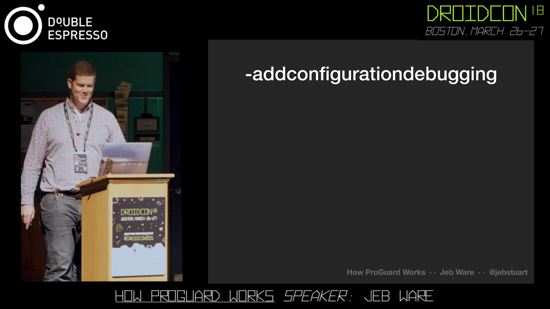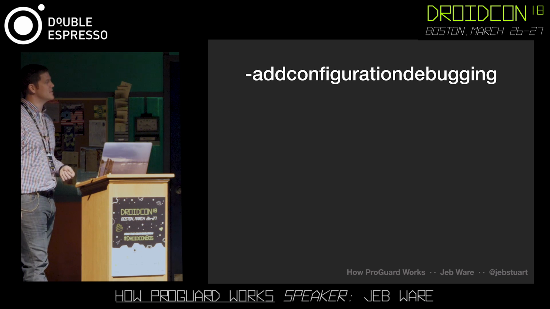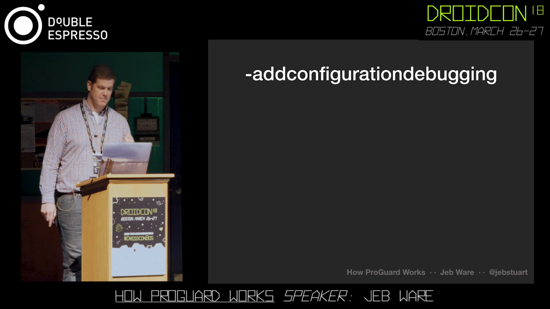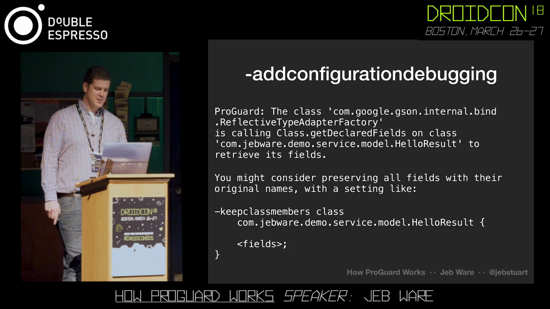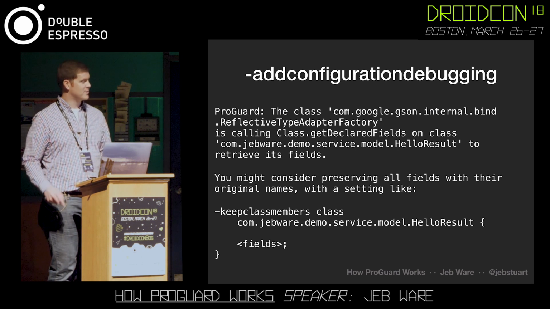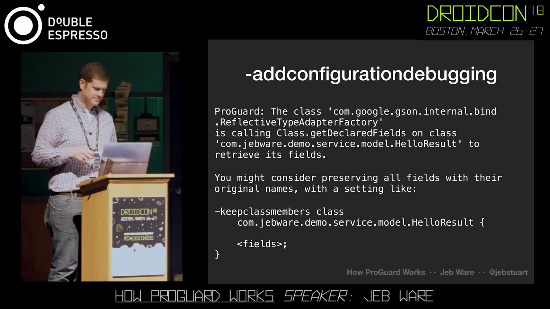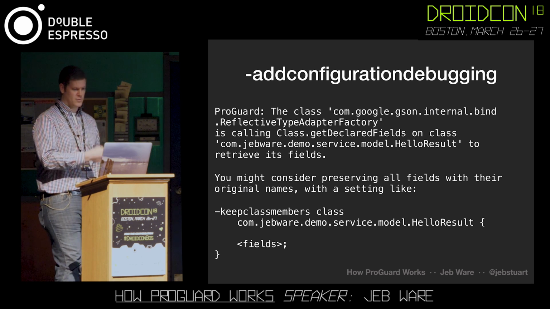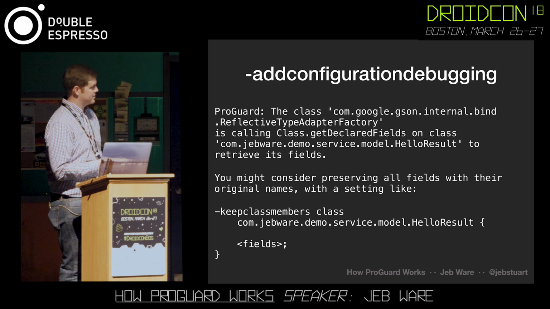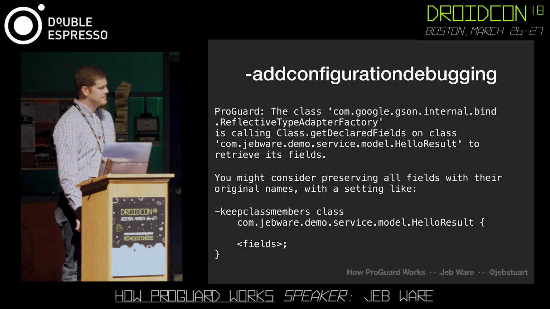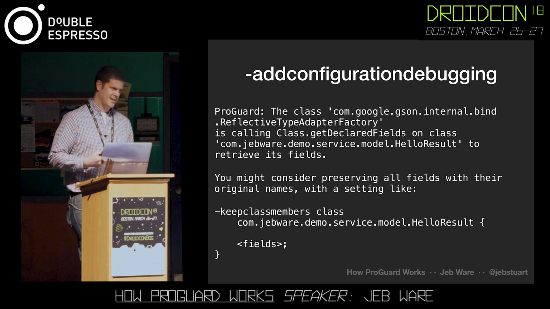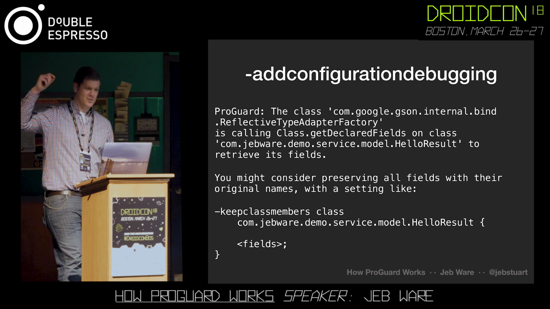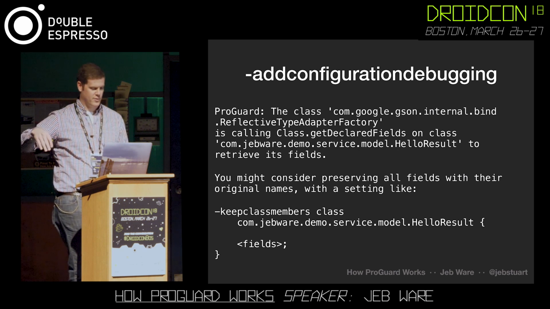It can be hard to know when you need to write keep rules or which ones you need to write. So Proguard 6 adds a new option called add configuration debugging, which adds some instrumentation to your code so that when some code executes that probably should have had a keep rule but didn't, you get something like this in your logcat. So this would be if I hadn't protected this class that I was calling from JSON. Proguard says, hey, you did some reflection here and it didn't work the way you expected because you probably should have added this.